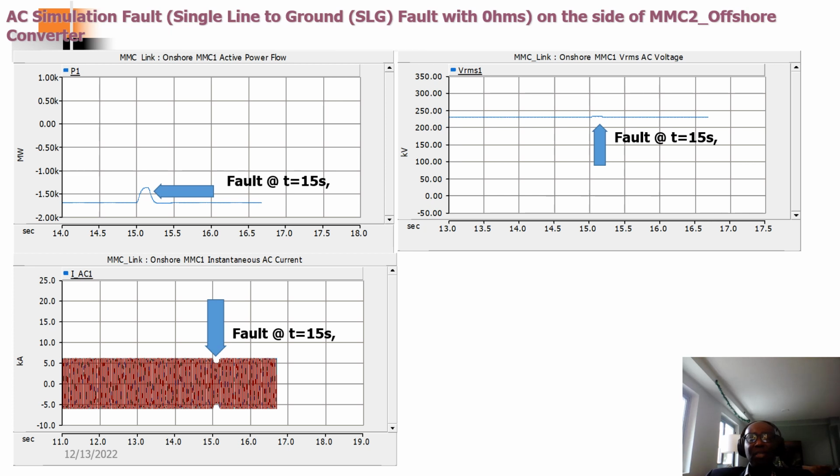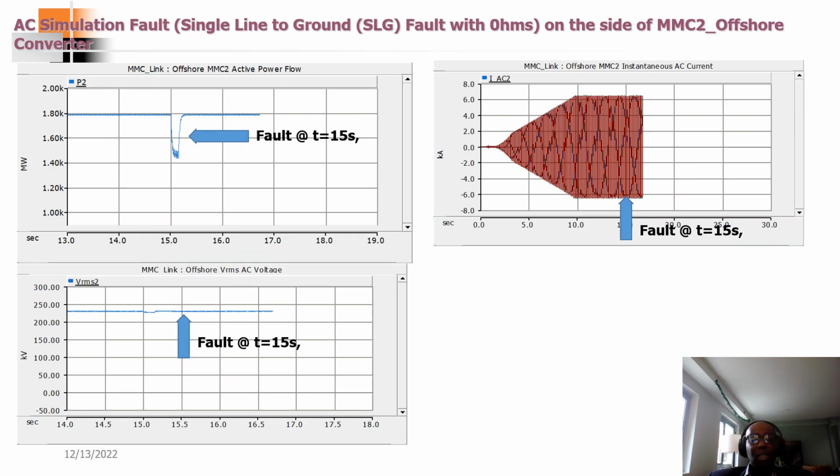Then measurement on fault. This fault was applied on MMC2, but we are measuring all the charts on the MMC1 side. That shows you all the charts. Next is the single line to ground fault, which shows you all the charts and measured parameters.